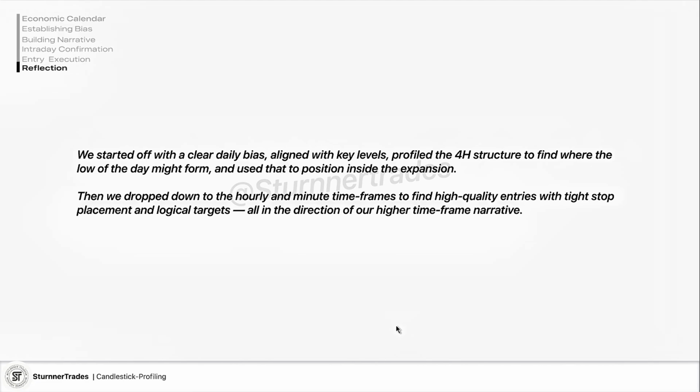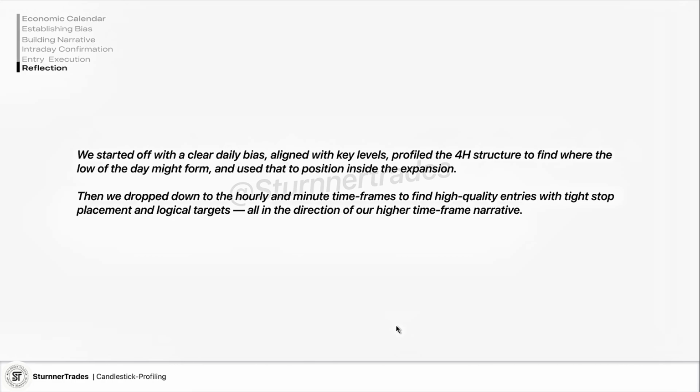So yeah, I ended up not taking any trades on Thursday or Friday, and that was just due to personal reasons. But overall, price delivered beautifully throughout the week. And that's pretty much everything for this week's trade recap.